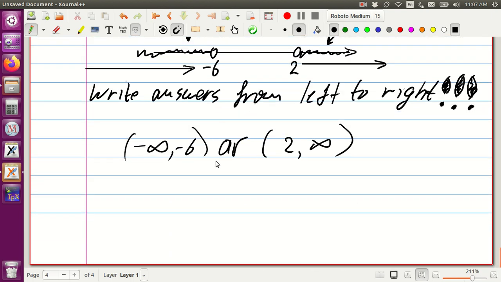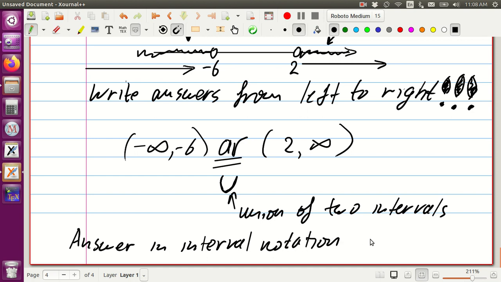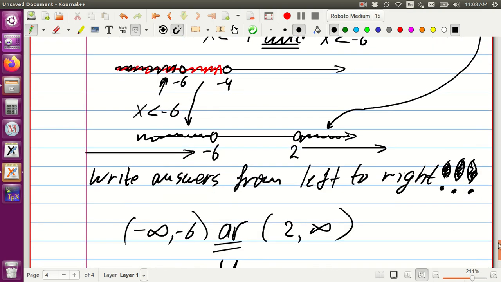But unfortunately, for the symbol or, we have to use the cup symbol. This means union of two intervals. We discussed it a little bit before when we talked about sets, union of two sets, right? So the answer written in interval notation will be from -infinity to -6, union -2 to infinity. I said +2, but was it -2? Yeah, it was -2, sorry. It's a little bit of a mistake, but we fixed it.